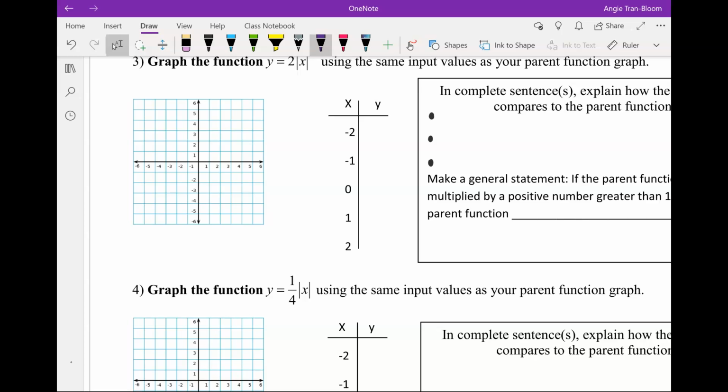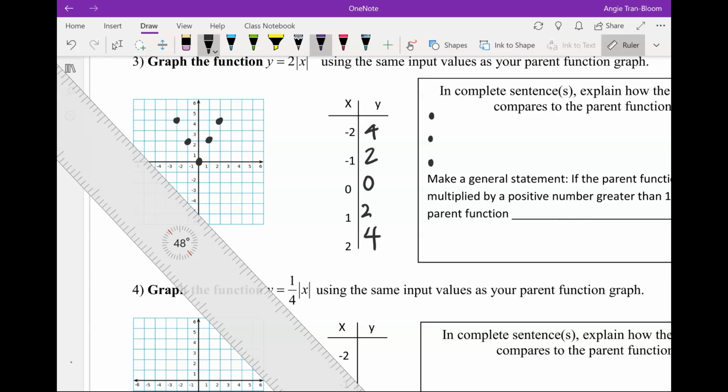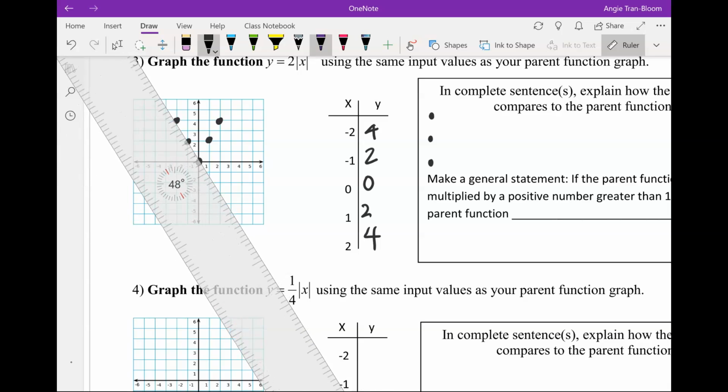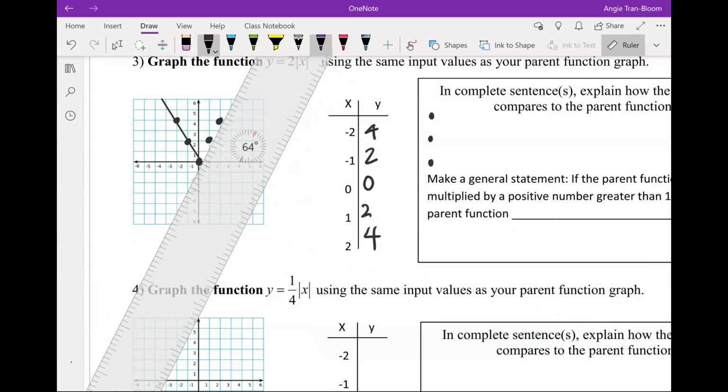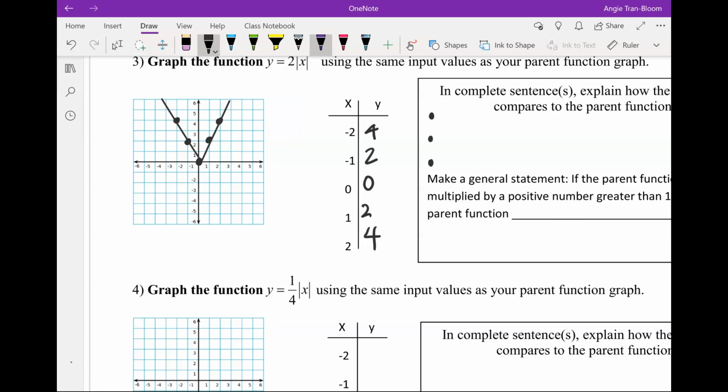Chizuki, what are your 5 outputs, hon? 4, 2, 0, 2, 4. Thank you. 4, 2, 0. Sophia N, what shape should we have? A V, good. Because guys, I really don't want you guys to draw a U, because that's a whole different function altogether. Okay, go ahead and compare that to the parent. In your team, compare it, and then I'll just call on one of the teams to give me a different comparison.